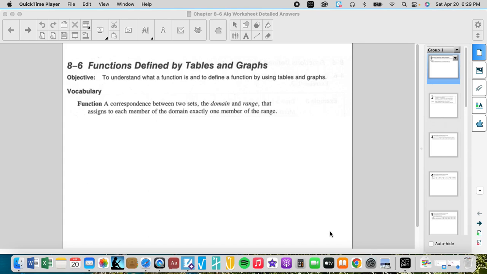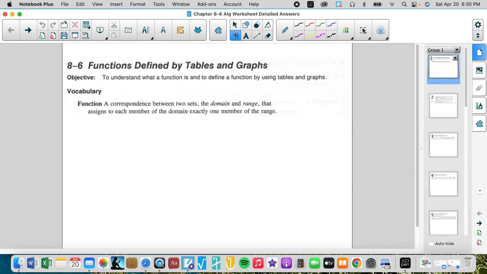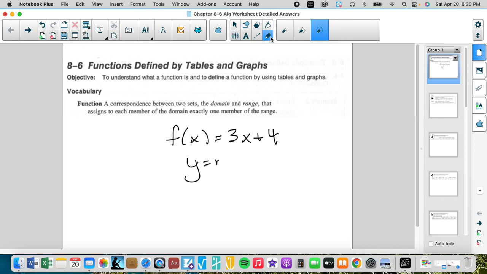Functions are written very interestingly. Let me show you an example of function notation. Function notation is f of x equals 3x plus 4. That would be a function. It's very similar to y equals 3x plus 4, where f of x is just a representation of y, and x is still my x value.